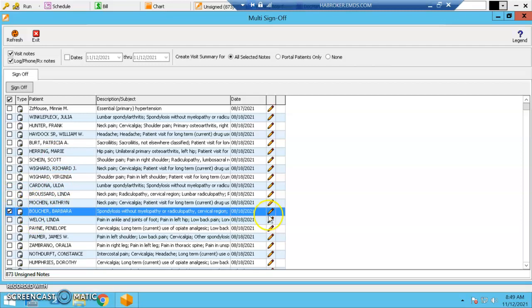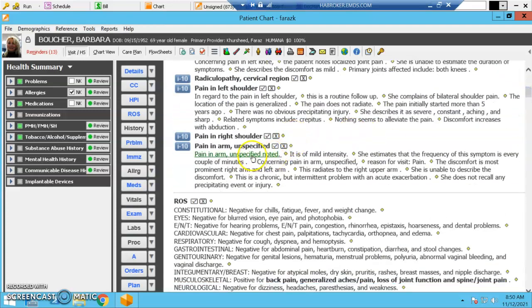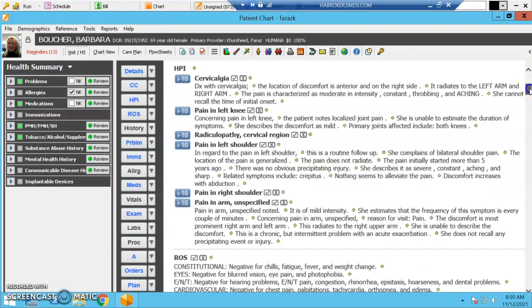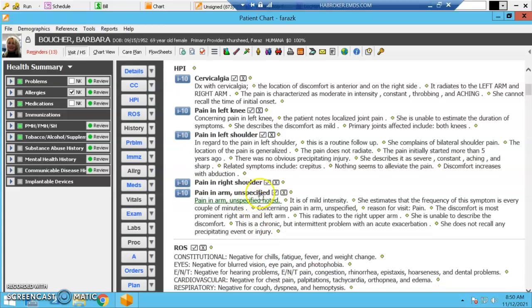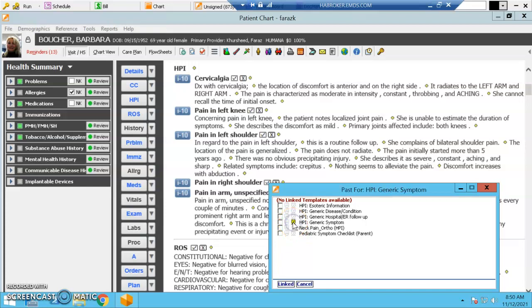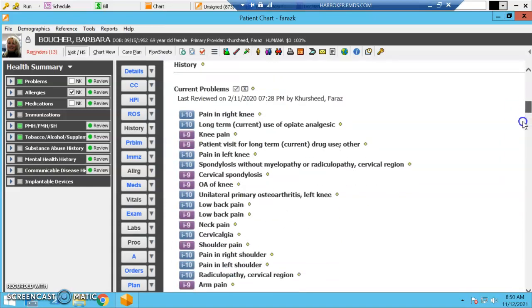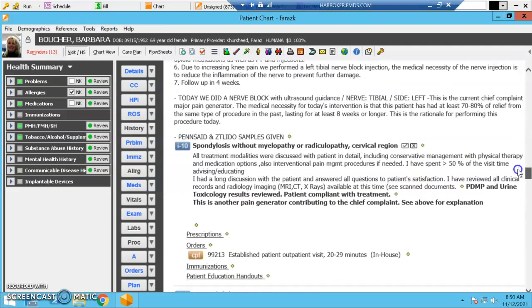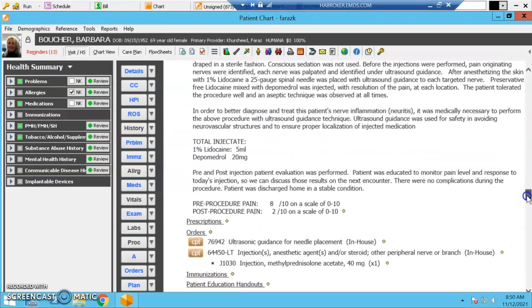I'm going to start with Barbara Boucher because these are my patients from Apex. Looks like she had a left tibial nerve block, and that was for her left knee pain. So this is a code that's kind of hanging out here without any description, so I'll just go ahead and delete it. This one, if I click here, yes, populates. Something about left tibial nerve block in the assessment plan, and it will be billed as other peripheral.